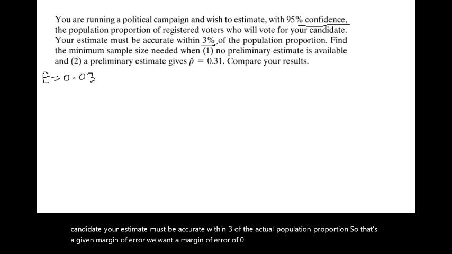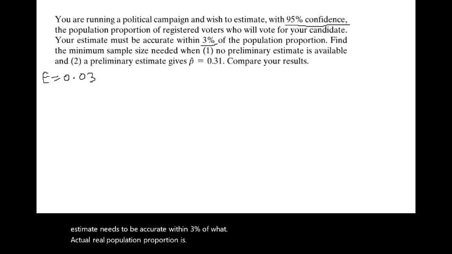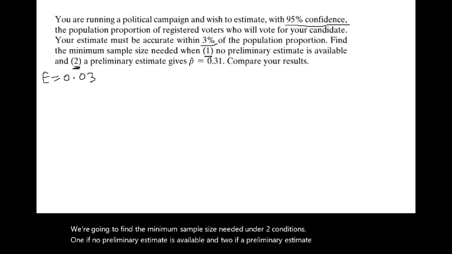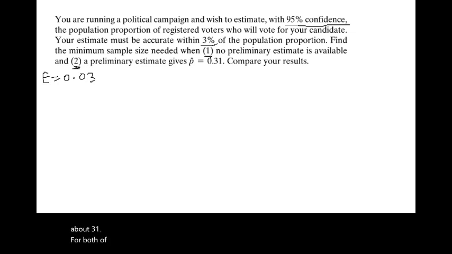3% as a decimal is 0.03, because our estimate needs to be accurate within 3% of what the actual real population proportion is. We're going to find the minimum sample size needed under two conditions. One, if no preliminary estimate is available, and two, if a preliminary estimate gives us p hat of about 0.31. So for both of these, it's going to be 95% confidence.